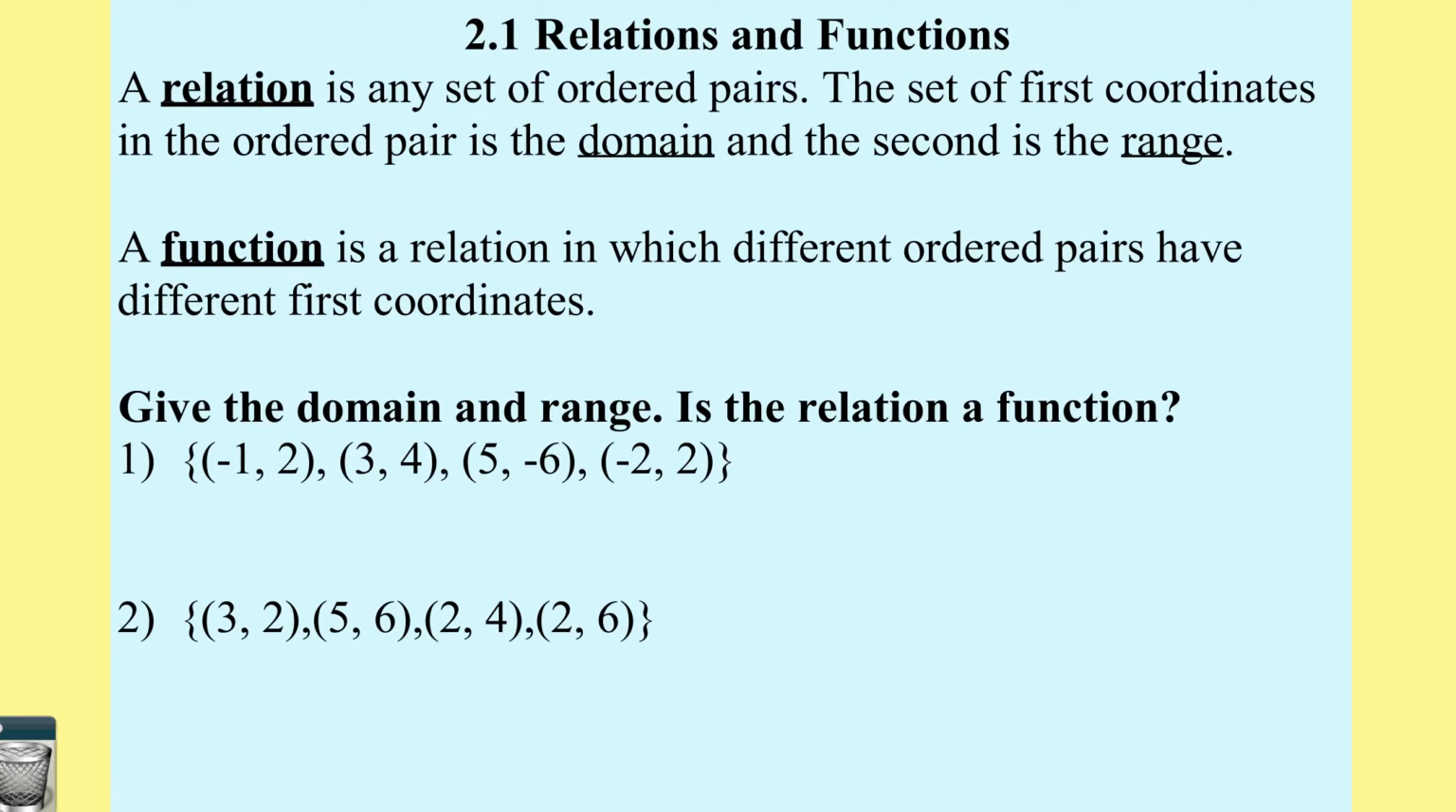A function is a specific type of relationship, or I'm sorry, a specific type of relation. Think of squares and quadrilaterals. A square is like a function, whereas a relation is any kind of quadrilateral. So a function is like a specific type.